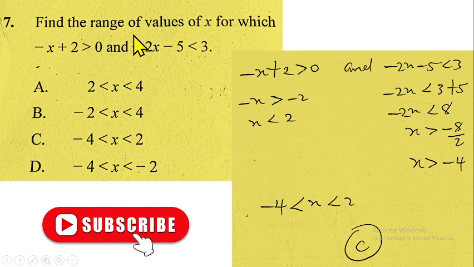Question number 7 is on inequalities. We have to find the range of values of x for which minus x plus 2 is greater than 0 and minus 2x minus 5 is less than 3. So we have to find the range of these inequalities. How do we do that? You can solve these inequalities separately, then combine your answers to give us the range. And that's what we do here.